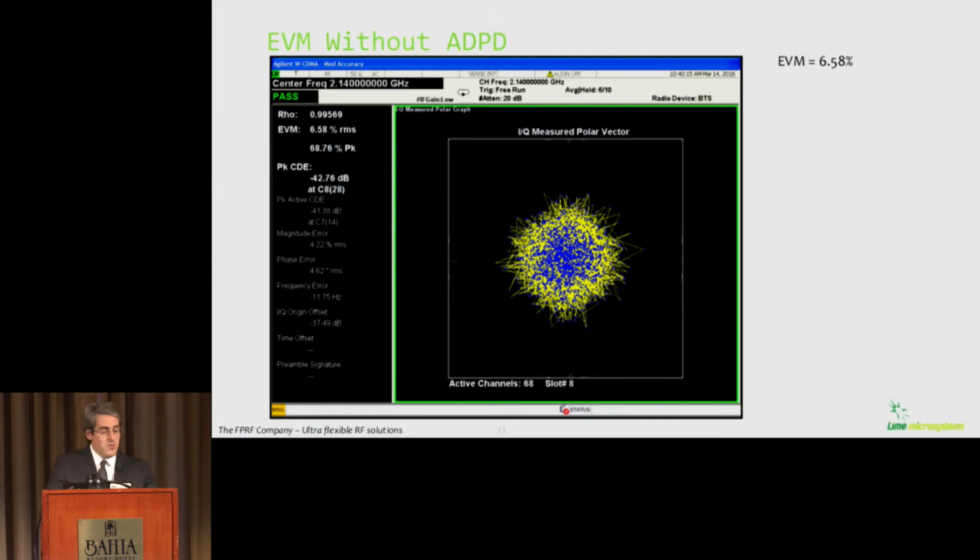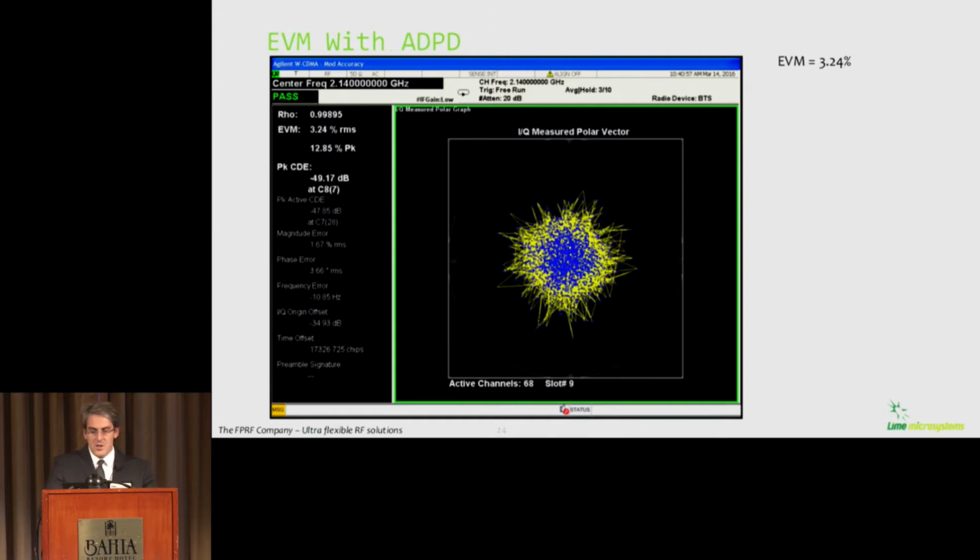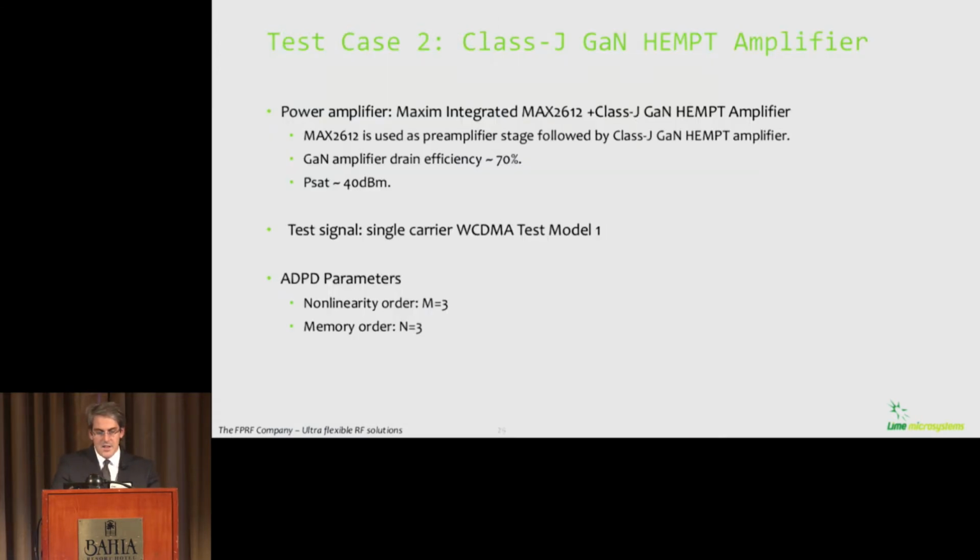Regarding EVM, before predistortion, the initial EVM was 6.58%, and after we started the DPD algorithm, the obtained EVM was only 3.24%. So by using this algorithm, you can significantly improve your signals and get a greater range for your base stations. Test case 2 is a class J GaN HEMT amplifier, which has two stages.